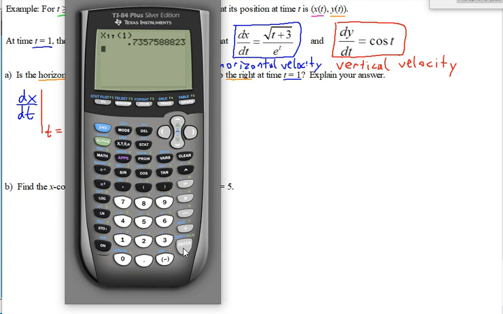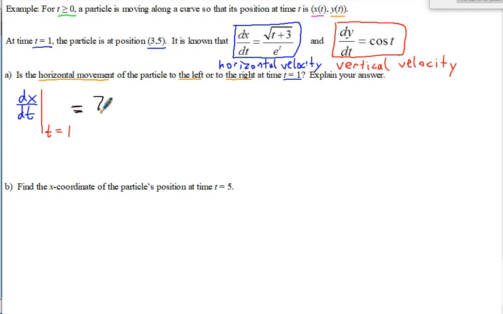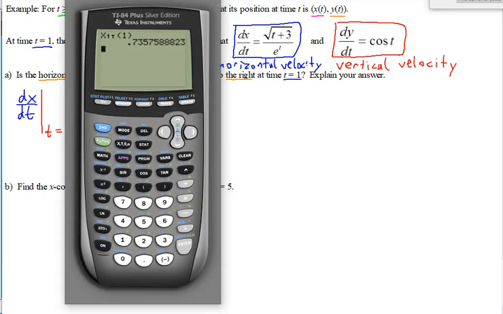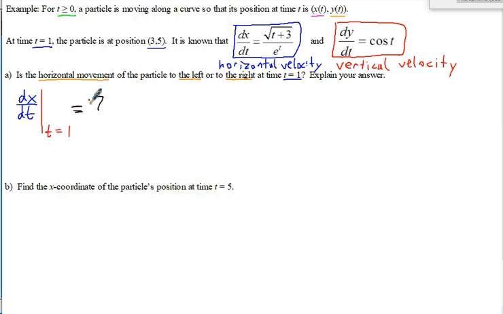And we get 0.7, I think it was 0.7, wasn't it? Yeah, 0.736. And the key is that that's greater than 0, meaning it's moving to the right. If it was less than 0, it's moving to the left. So we write it down, and I can show you how you do this on the Inspire.